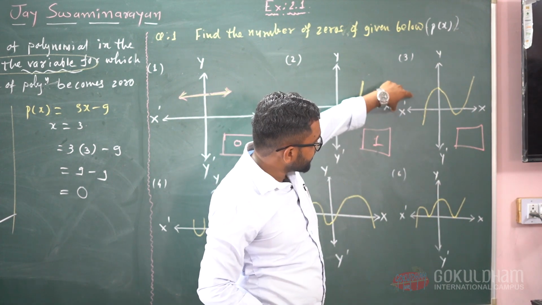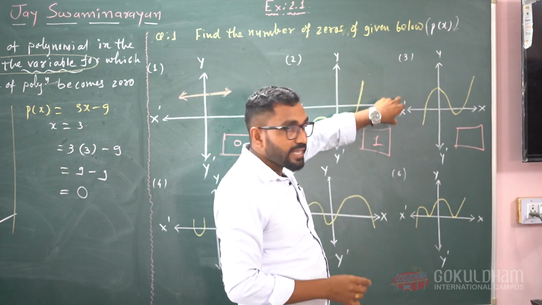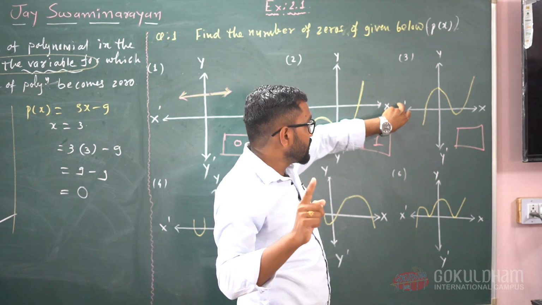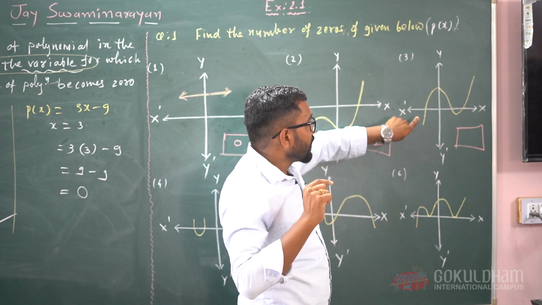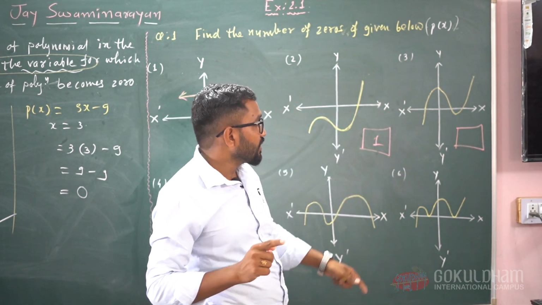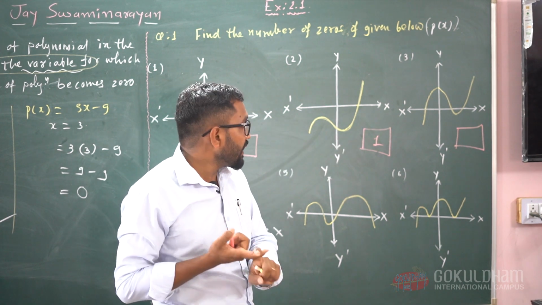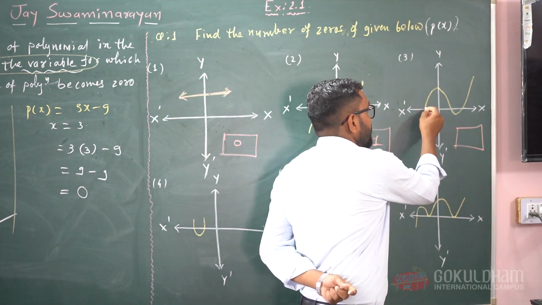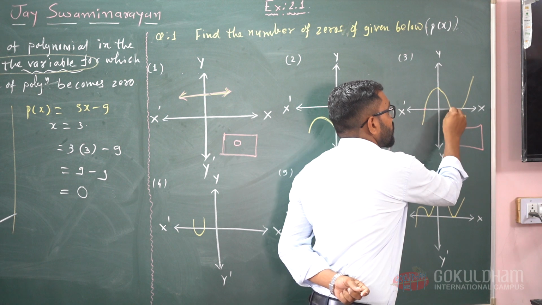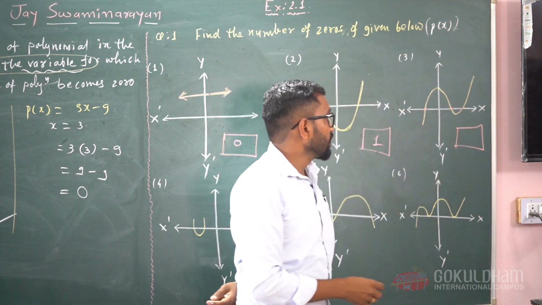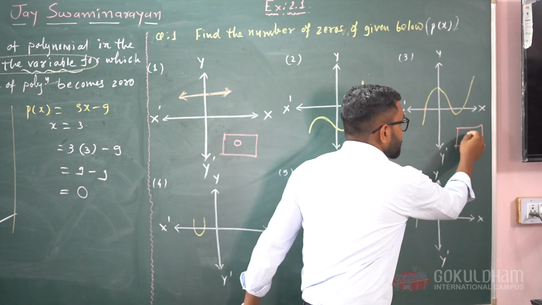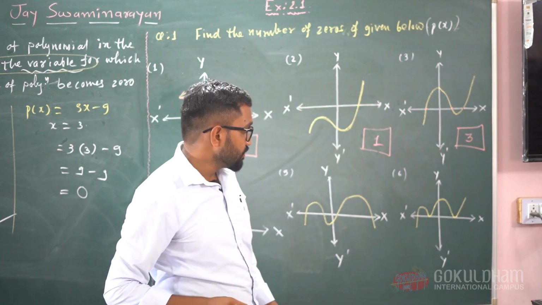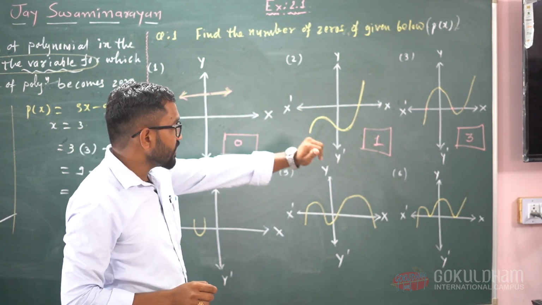The third one: this is the x axis, y axis. On the basis of the x axis we find the number of zeros. So how many places does the graph intersect the x axis? Here there are 3 places, 1, 2 and 3. Therefore the number of zeros is 3. So questions 1, 2, 3 are complete.